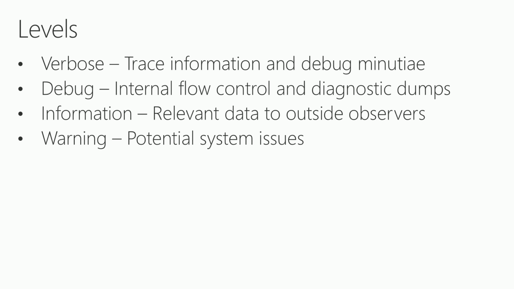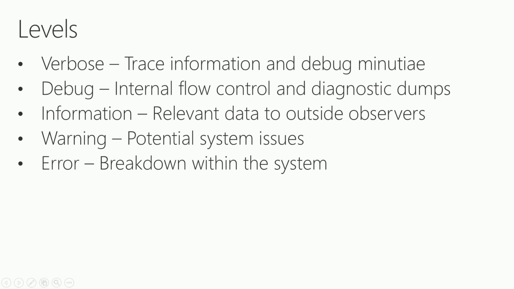Once you get past information, you hit the warning. This is the first level of something going wrong. It's potential system issues. It doesn't mean that something has gone wrong yet, but it means that it could be coming down the pipe. If it gets past the warning level, it goes into the error. It means it's a breakdown within the system. It's not yet a critical error, but it's something to be concerned about and something you definitely need to check out. So again, you want to reserve these for very specific things of something going wrong that you need to fix as soon as possible. It's a red flag situation.